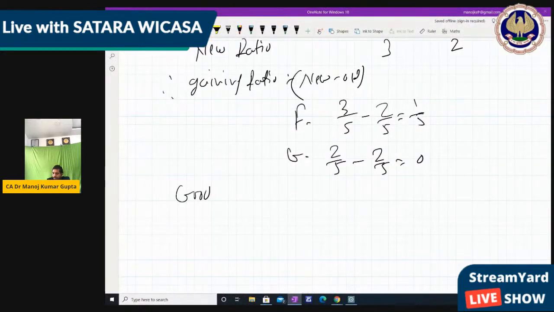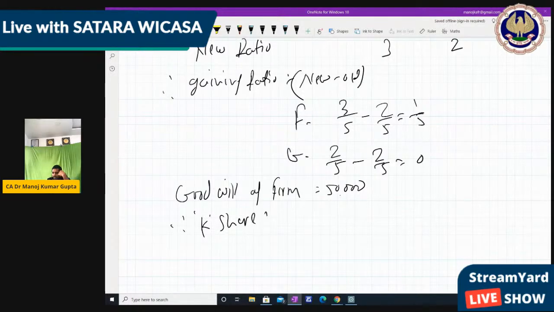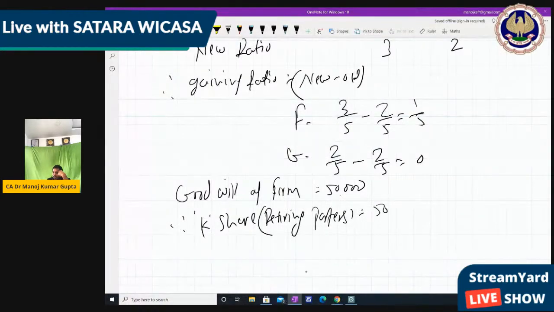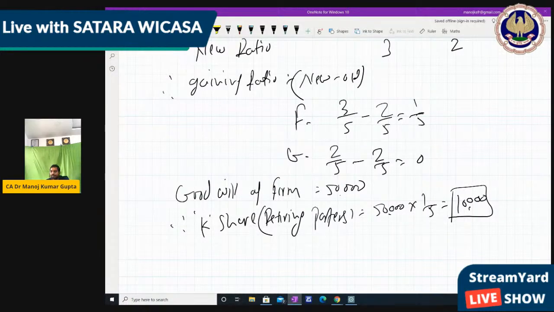Goodwill of the firm is 50,000. Therefore, K, the retiring partner, how much share? 50,000 into 1/5 equals 10,000. Right? So what should we do? 10,000, F has to pay to K.